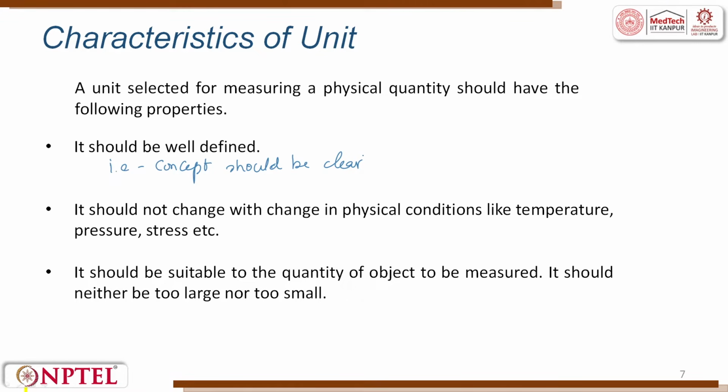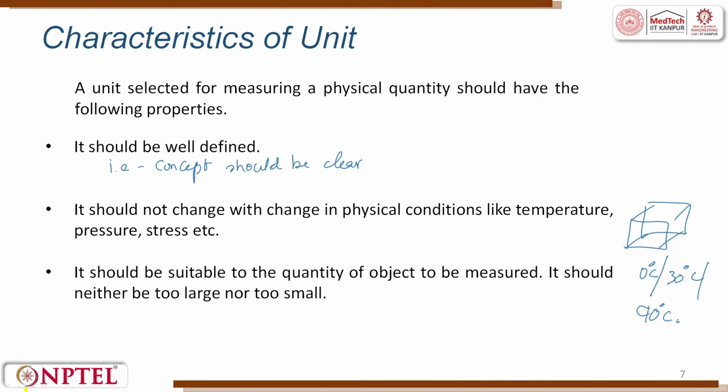For example, you take an ice cube. You measure its dimension. When you measure its dimension at 0 degrees, it will be different. At 30 degrees Celsius, it will be different. If you do it at 90 degrees Celsius, it will be different. So, when you take a dimension, we always have to be very clear that the unit should not change with physical conditions like temperature, pressure, stress, etc.